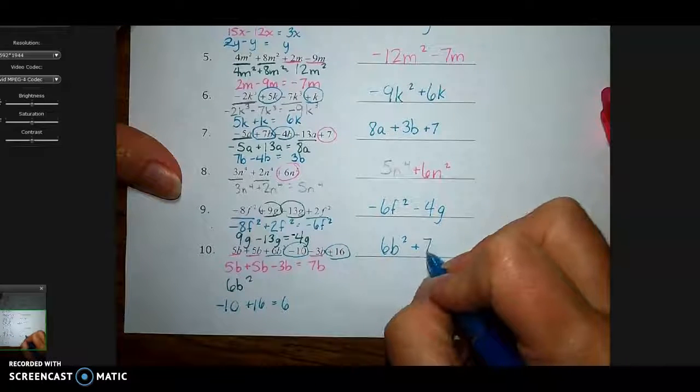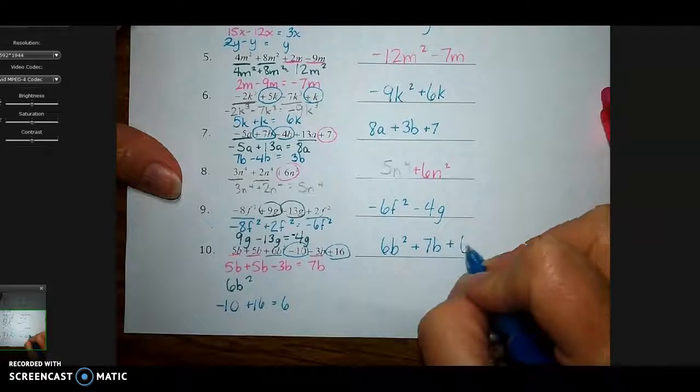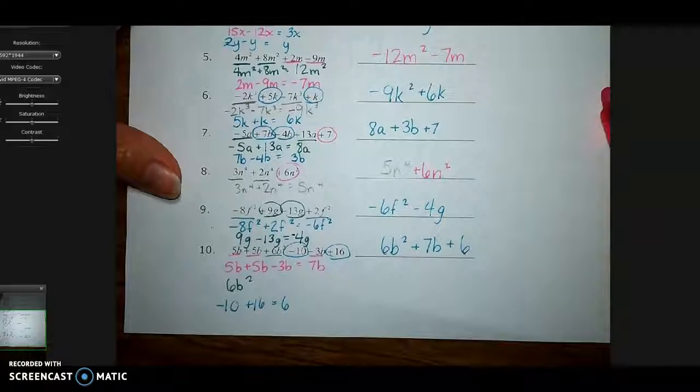So descending order of power there, down to where I don't have any power or variable. And there you have it. You can check your work using this, and I hope it helps.